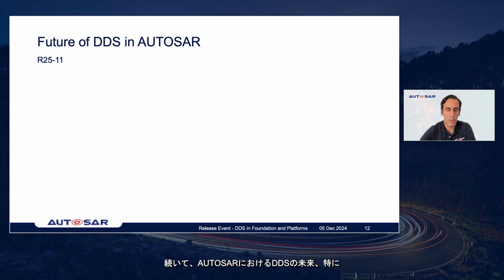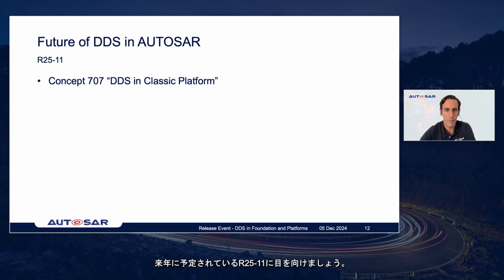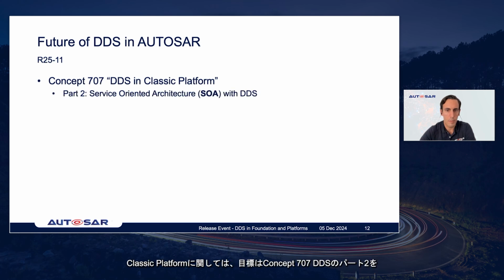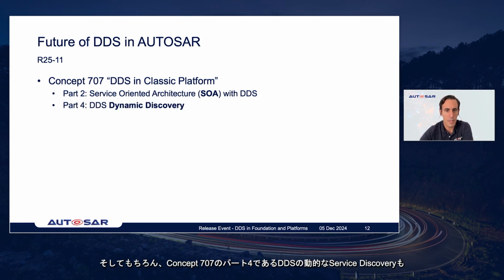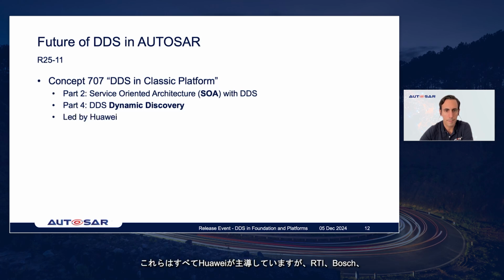So moving along, now it's time to look at the future of DDS in AUTOSAR, and particularly towards release 25.11, which will be next year. In terms of classic platform, the goal is to implement part 2 of the 707 DDS in classic platform concept. That is service-oriented architecture with DDS, or briefly calling it SOA. And of course, dynamic discovery of DDS as well, which will be part 4 of the concept 707.